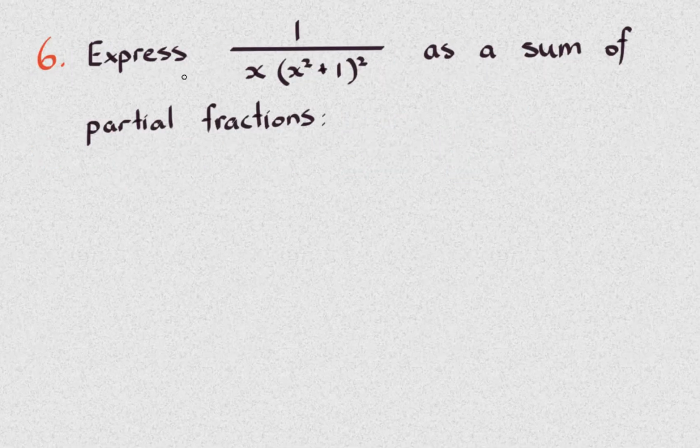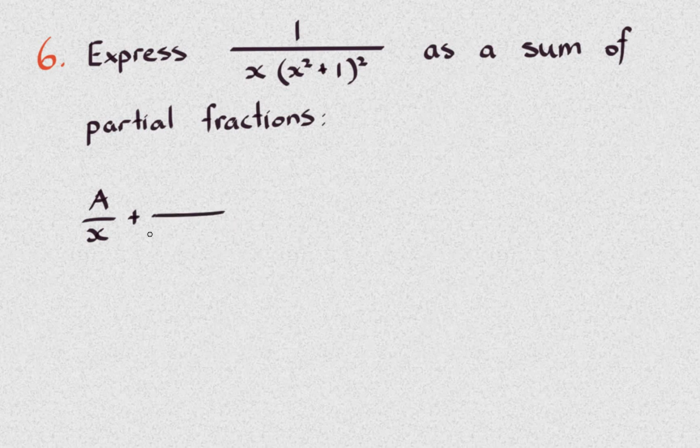So example 6, express 1 over x times (x squared plus 1) all squared, so what we just saw before, as a sum of partial fractions. So we have one linear factor in the denominator and a repeated quadratic factor. So we can say that this is equal to a over x, that's the first partial fraction.